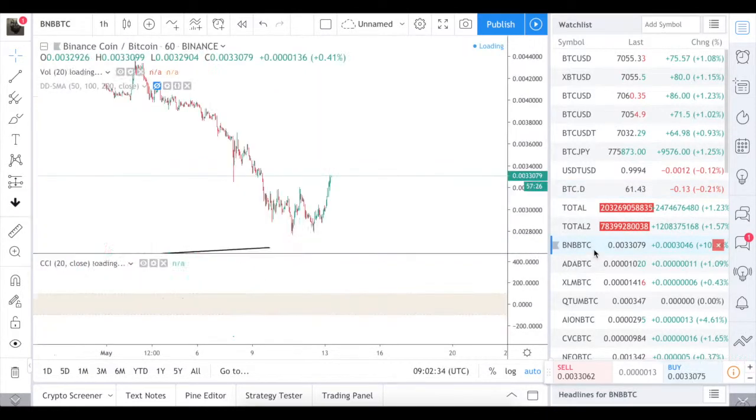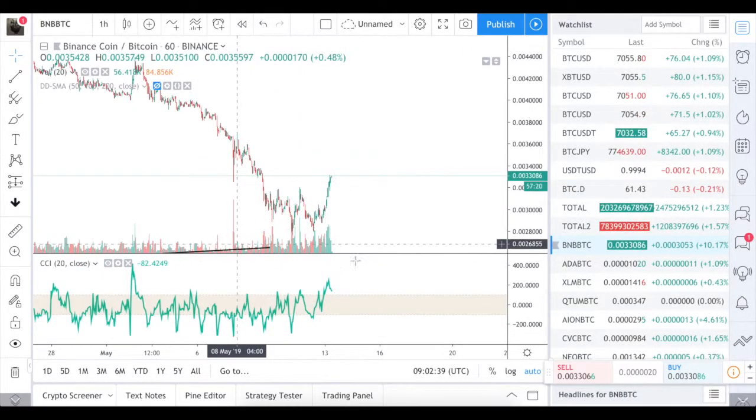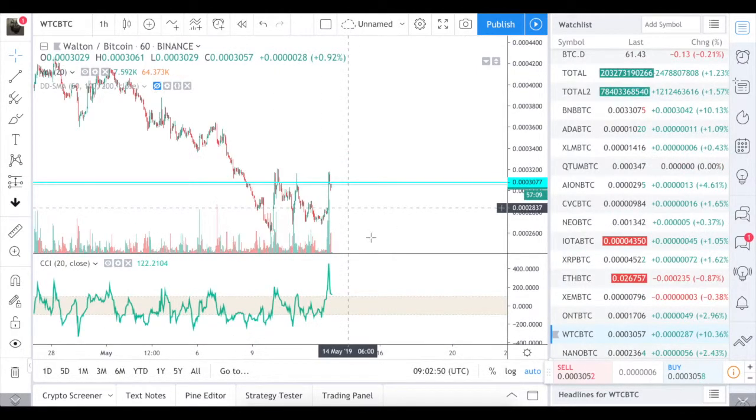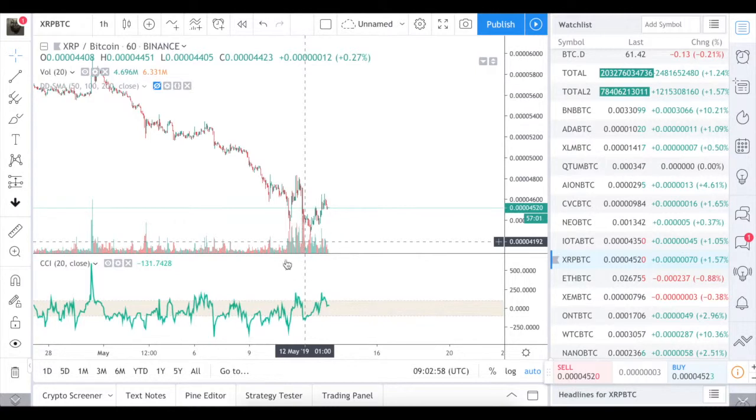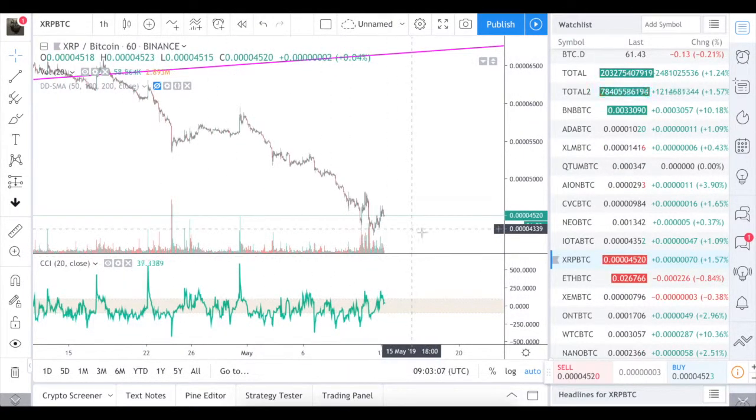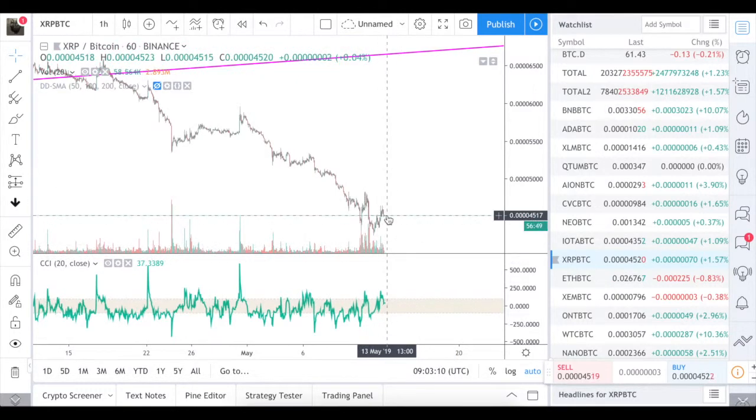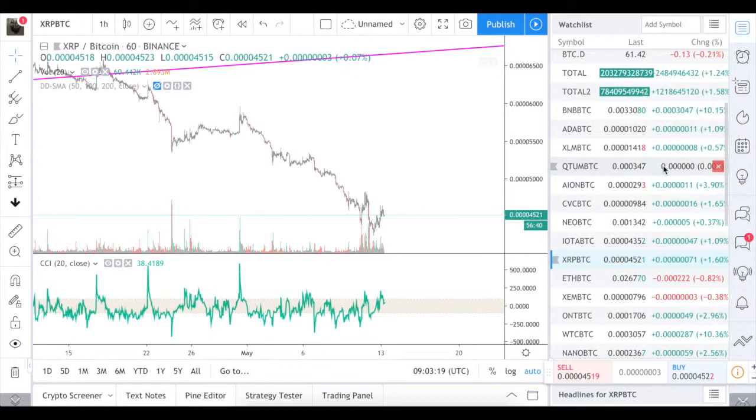For example, Binance Coin showed a pretty nice rally recently with a nice volume over here. I may also mention Walton Chain and even XRP. You can see the volume in this area is really high compared to the previous history. So you may think that somewhere around here we can see the reversal. Of course, not financial advice to buy, guys, but it looks promising to me.